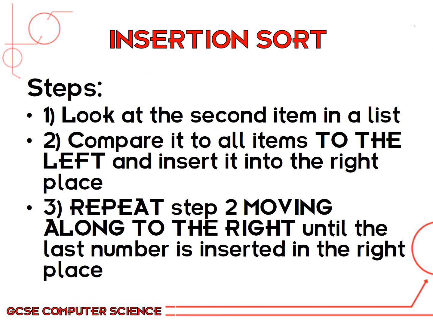So insertion sort is one of the easiest sorting algorithms. Essentially what you do is you start by looking at the second item in the list, and you compare it to the items to the left and insert it into the right place. So if it needs to move to the start of the list, you could swap it, otherwise you leave it where it is. And you keep doing that by moving along to the right. So you start with the second item, then you'd look at the third item and the fourth item and the fifth item, and you only move it into the right place if it needs to move to the left.